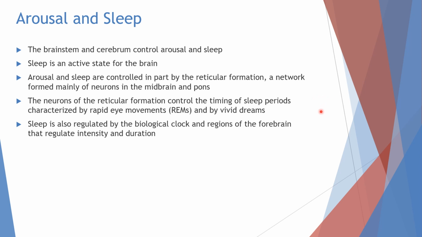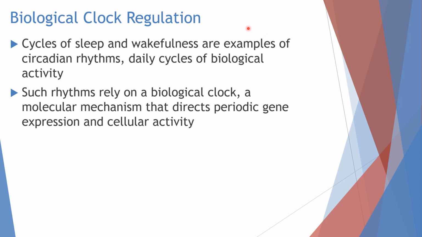And then within that, there's our rapid eye movements, REMs, and vivid dreams. Those are just processing things while we're asleep and the vivid dreams that we have. Sleep is also regulated, as I mentioned, by the biological clock, and regions of the forebrain help regulate the intensity and duration depending on how depleted of sleep you are. As I've mentioned a lot recently within this lecture, there is biological clock regulation. Now, this is what's going to control our sleep cycles, wakefulness, and daily rhythms and daily cycles. As I mentioned, this is what controls you going to bed at night and waking up in the morning. And this could also be based off molecular things and cellular activity.